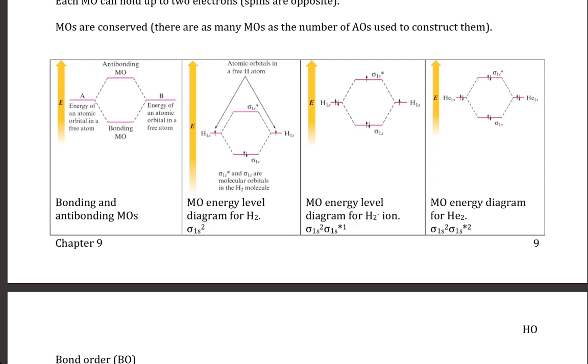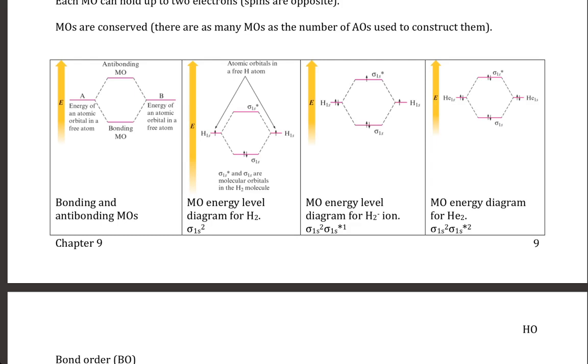Sigma because it's a head-on overlap of those 1s atomic orbitals, and it is made of 1s atomic orbitals, so it's called sigma 1s. We will see we have sigma 2s. We have sigma 2p atomic orbitals. We'll get into those later. The upper energy MO is the antibonding one, and that is called sigma 1s star. So we take those 2 electrons, we put them into the lower energy MO, the sigma 1s MO, and we get the MO electron configuration sigma 1s2.